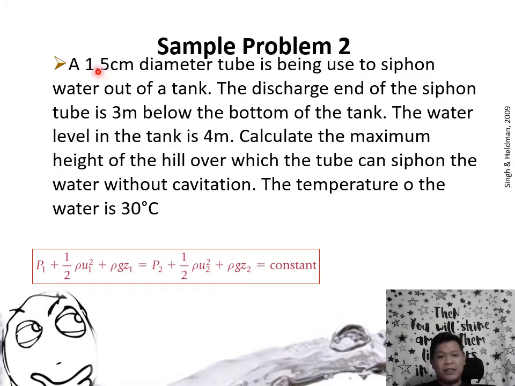So, for example, in this case, there's a 1.5 centimeter diameter tube siphoning water out of a tank, and the discharge end is 3 meters below the bottom of the tank. Okay, and the water level in the tank is 4 meters. So calculate the maximum height over, it's a very small hill, I presume, which the tube can siphon the water without cavitation, given that the temperature of the water is 30 degrees. So we're gonna still use this equation, okay?